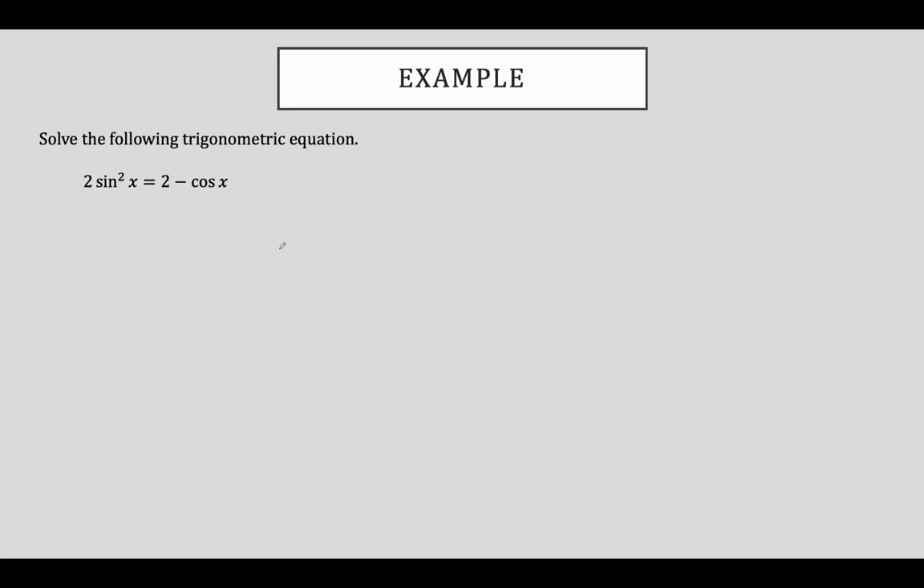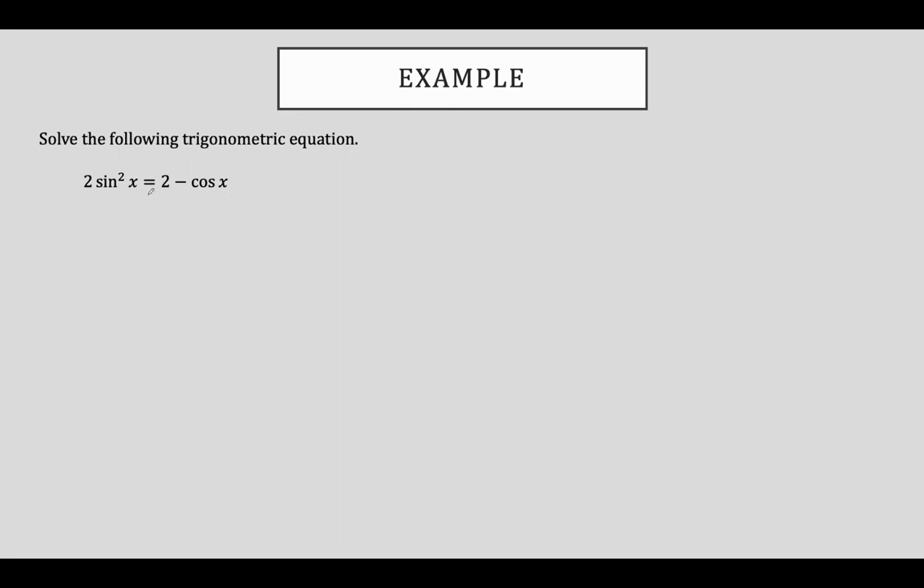Solve the following trigonometric equation. We have 2 sine squared x is equal to 2 minus the cosine of x. Well, again, challenges arise because we have two different types of trig functions. I've got a sine squared x and I have a cosine x here. Sine x and cosine, two different types of trig functions. That being said, we need to think, is it possible to rewrite the expression in terms of a single trigonometric function?